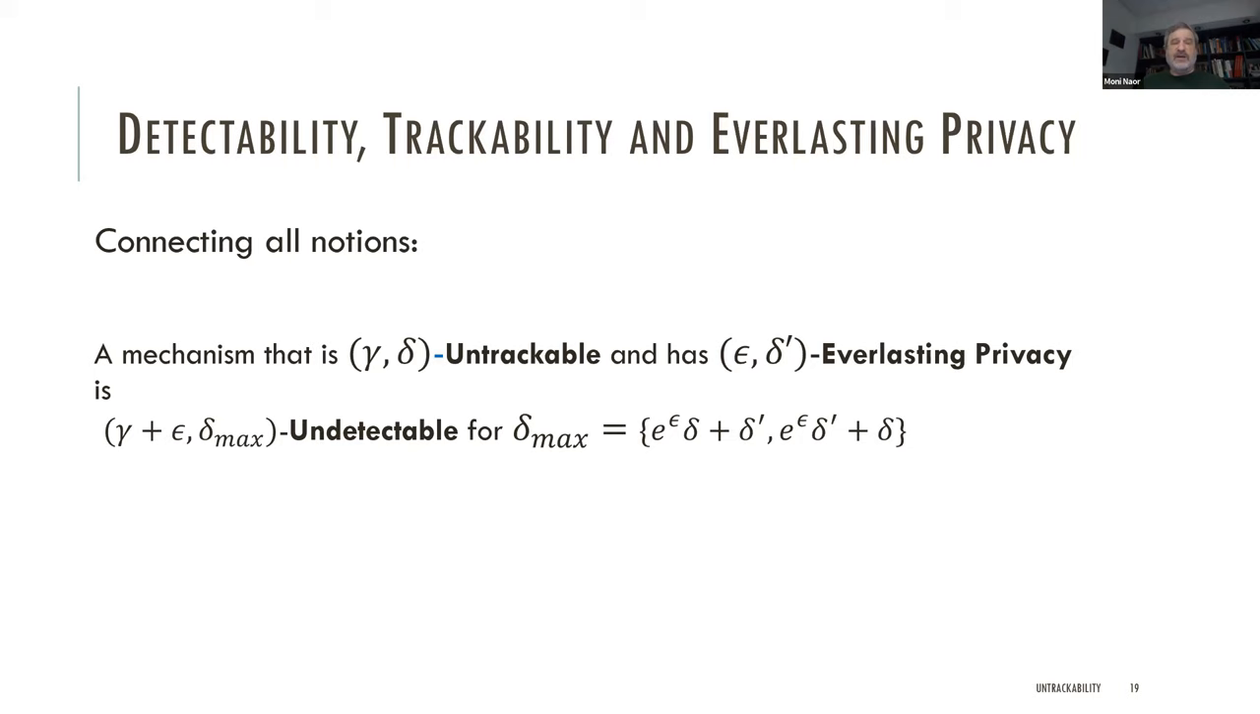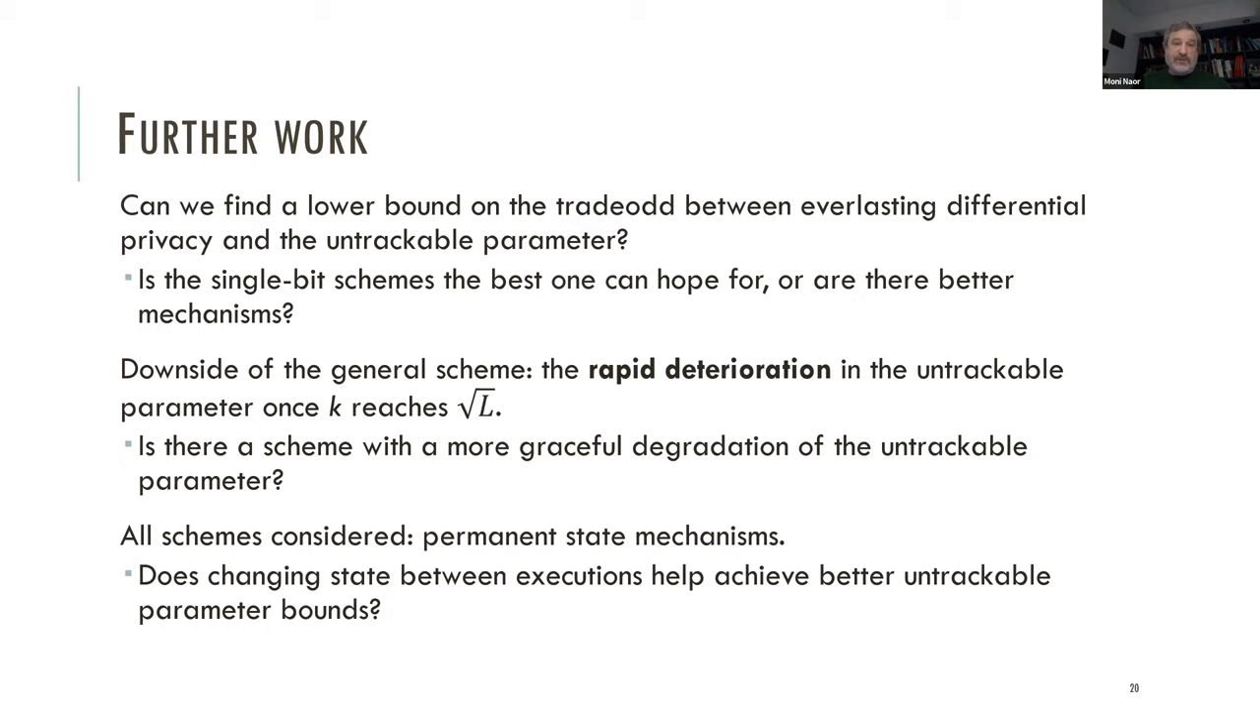Okay, so what's left to do? One is that we don't really have a lower bound on the trade-off between everlasting differential privacy and the untrackable parameters. So we want a trade-off between accuracy, everlasting differential privacy, and the untracking parameter. Particularly, for the single bit that we ended up not talking about, is it the best one can hope for, or are there better mechanisms for the single bit? As we mentioned, the downside of the general scheme that we've seen is the rapid deterioration in the untrackable parameter.